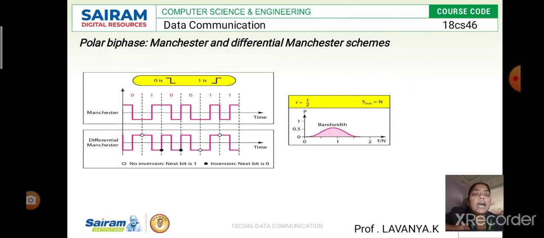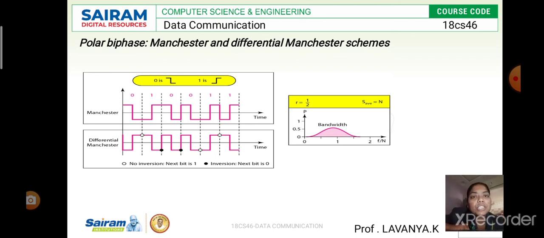See, I have mentioned here in the Manchester, if it is 0 it means high to low, and 1 is low to high, that is 0 means normal Z and 1 means reverse Z. Like that they generate and draw the timing signal. 0 means high to low, 1 is low to high, again 0 is high to low, 0 is high to low, 1 is low to high. Like that they differentiate the timing signals.